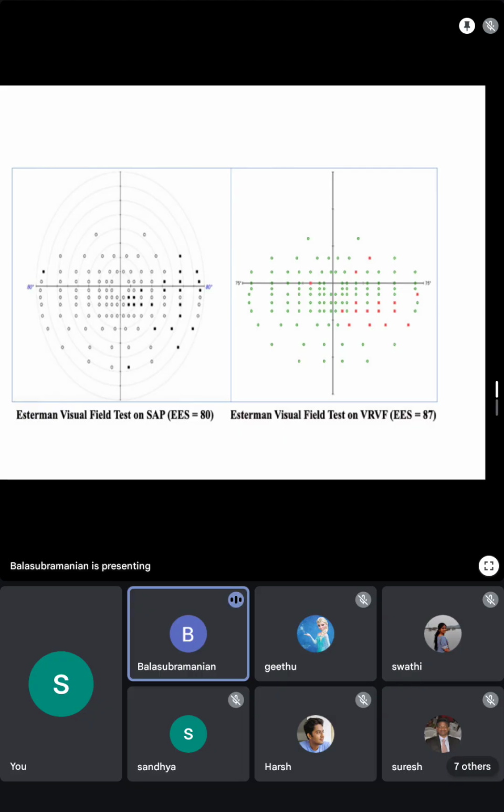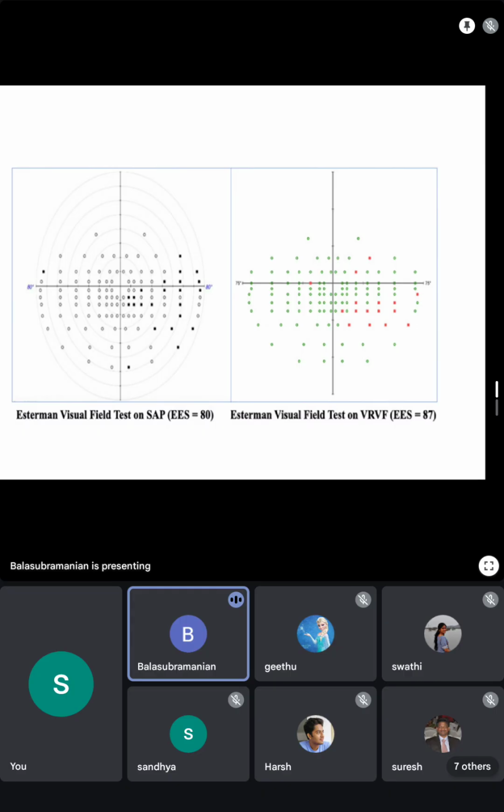We are close to the finish line. Faster. Just first explain SAP. Standard automated perimetry. That's all. Standard means they have used a white on white perimeter to do this binocular field testing. This is a standard one, SAP, right? Any clue what is VRVF?